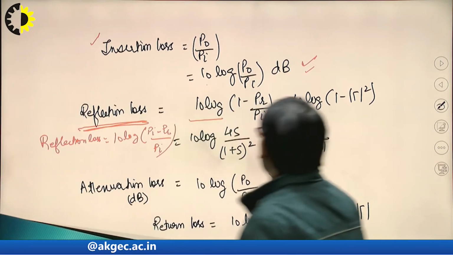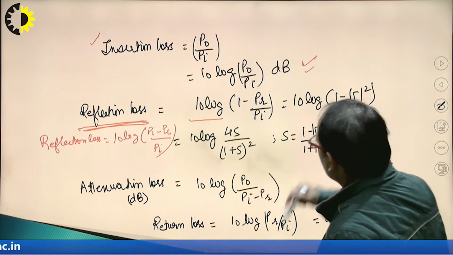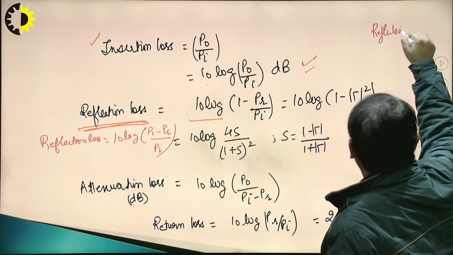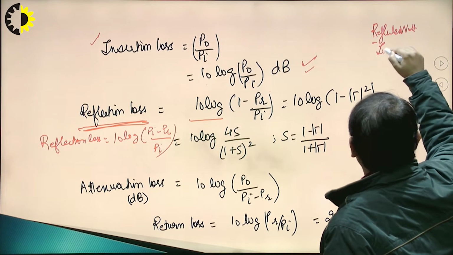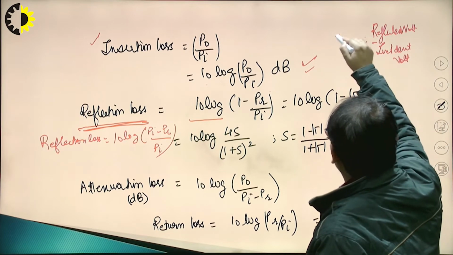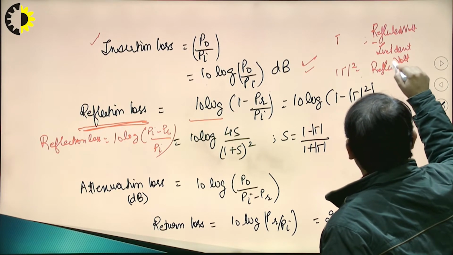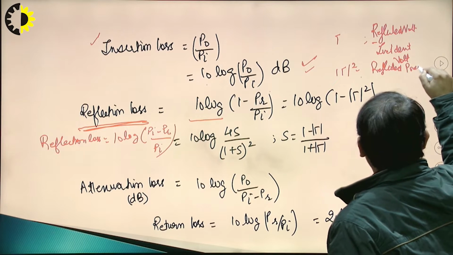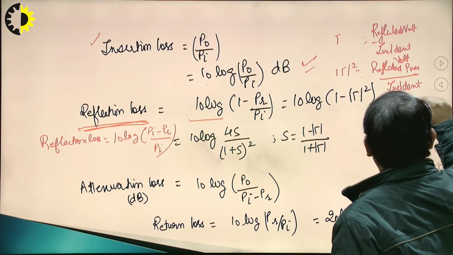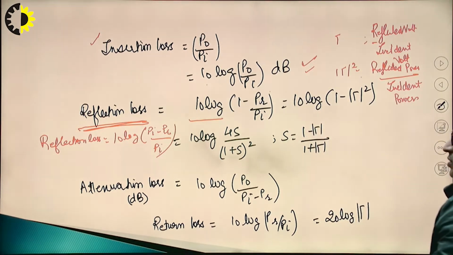Therefore, we know that the reflected voltage divided by the incident voltage defines the reflection coefficient, and the square of this reflection coefficient defines the reflected power divided by incident power. Therefore 1 minus PR by Pi is equal to 1 minus the square of the reflection coefficient, inside 10 log.